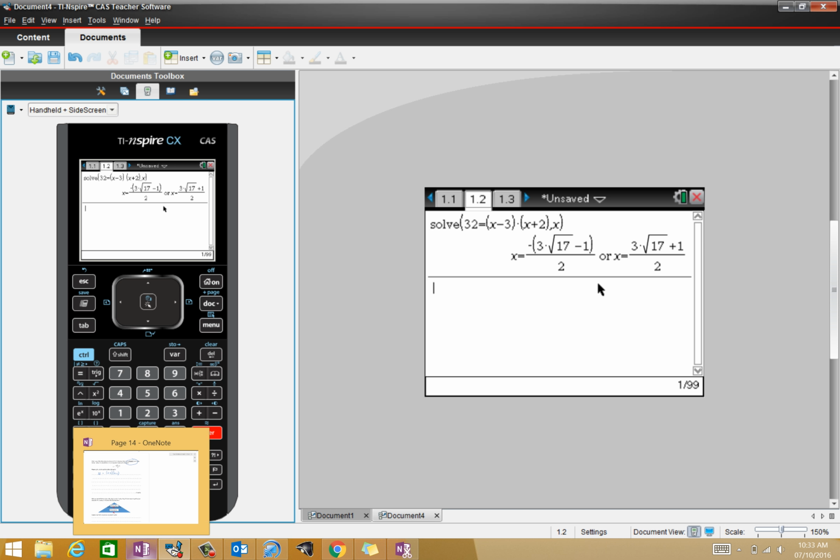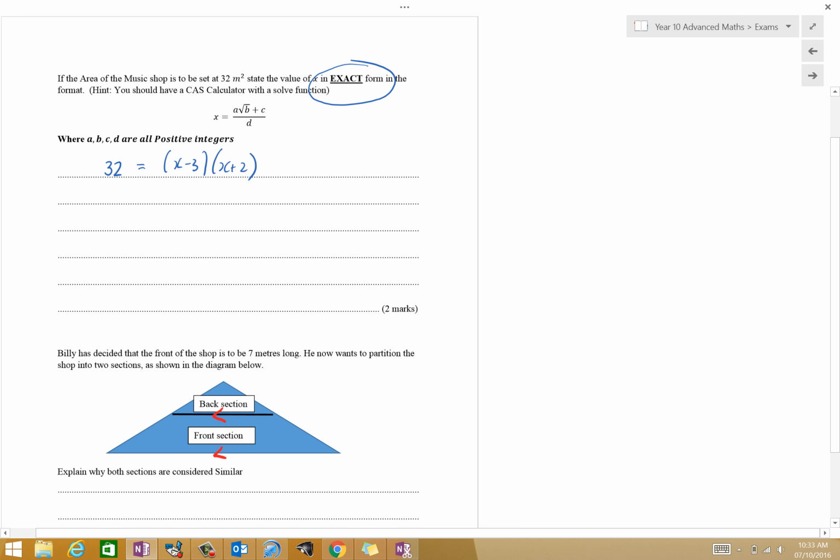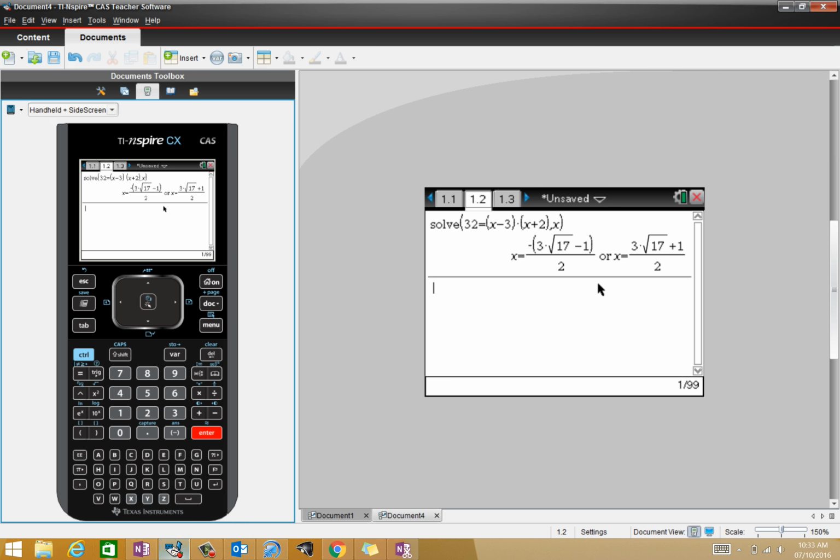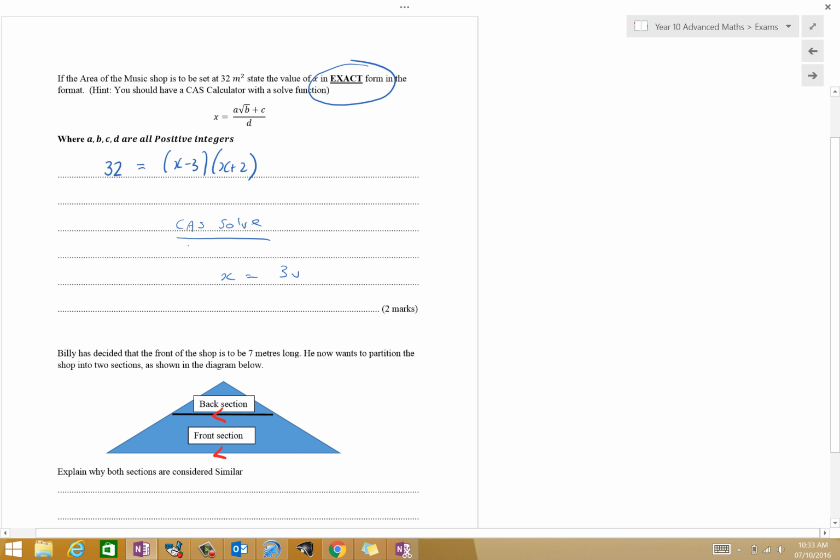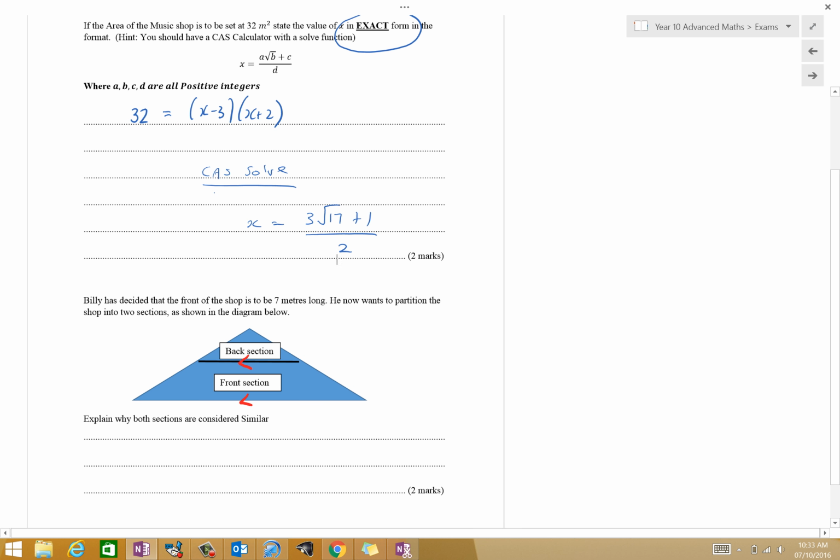Do you add CAS-solve on your... Yeah, CAS-solve, and then just write your answer. So therefore CAS-solve, and then from there you get x is equal to, was it 3 root 17 plus 1 over 2? Yeah. 3 root 17 plus 1 over 2, which is in the format we required.